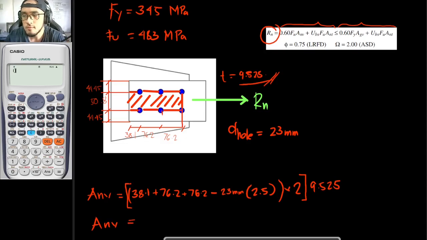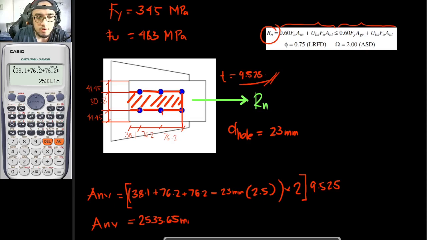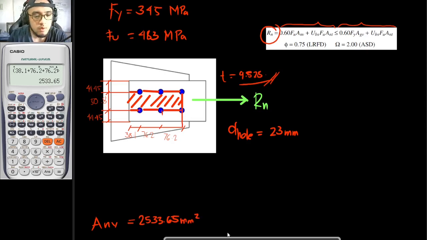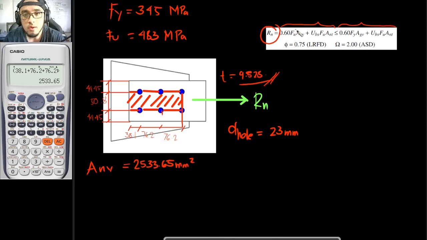So our A and V is now equal to, using the calculator, 38.1 plus 76.2 plus 76.2 minus 23 times 2.5, closing parenthesis, times 2, then times the thickness of 9.525. So this is to be our net shear area. And from that, our answer here would be 2533.65 millimeter squared. So there, you already have our A and V.